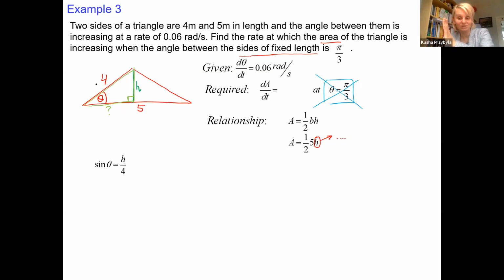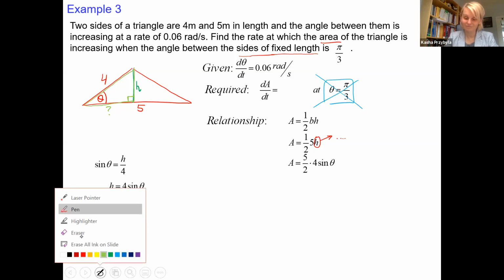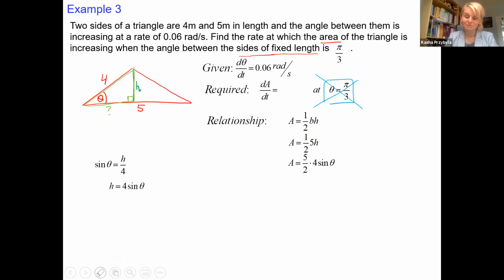Because we have the opposite and the hypotenuse, h over 4 is definitely the good ratio, which means h is simply 4 times sine theta. And that's what I did, I substituted. It means now we have probably 4 divided by 2. Look how nice a relation we found between A and theta. Through the additional relation, additional formulas, we have a nice formula.